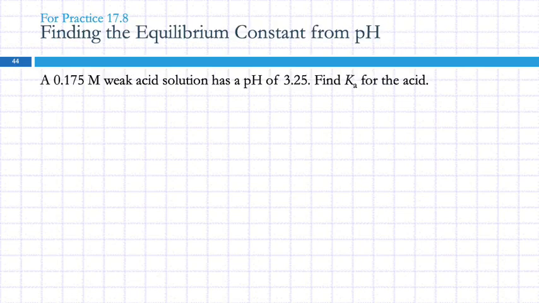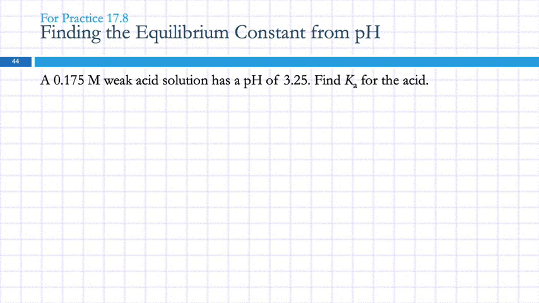Okay, so let's mix it up a little bit. We've got a weak acid solution here. They're telling us what the pH is, and they're asking us to find Ka. This is kind of backwards of the previous 3 problems, where they gave us Ka and wanted things like pH. We're going to approach it in very much the same way.